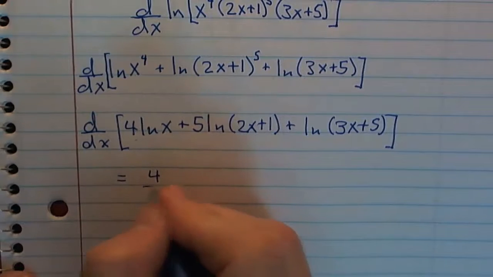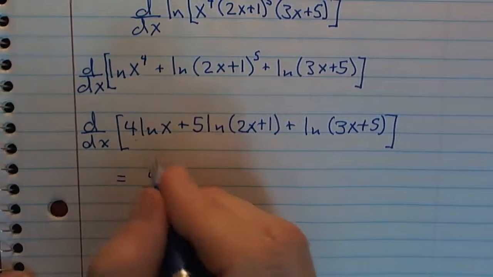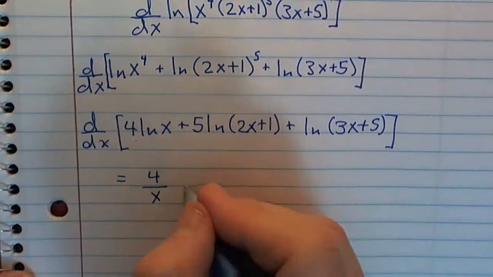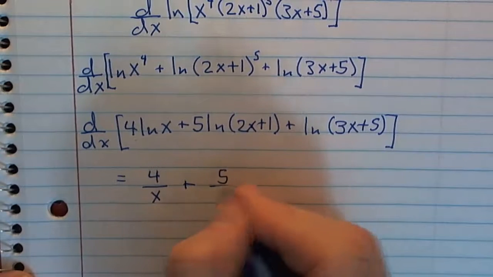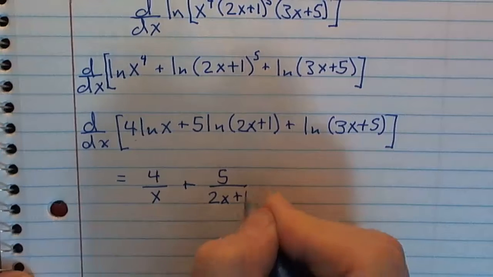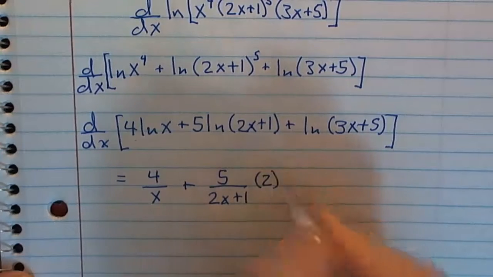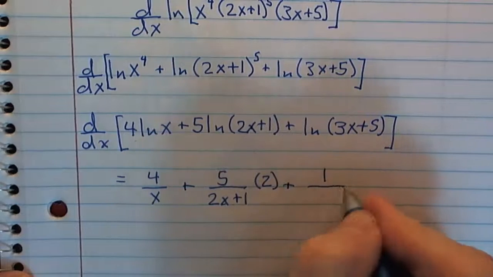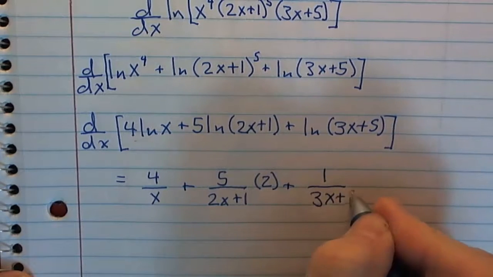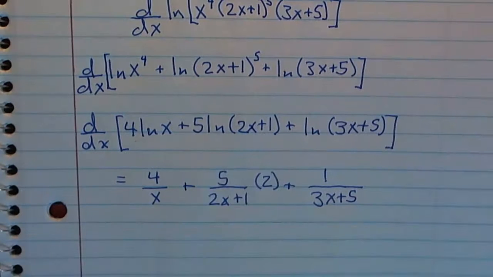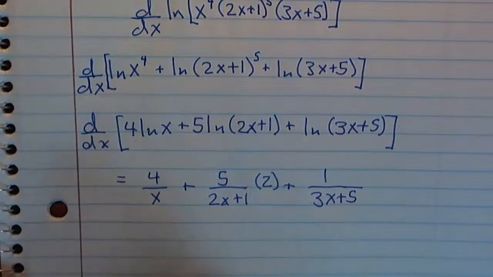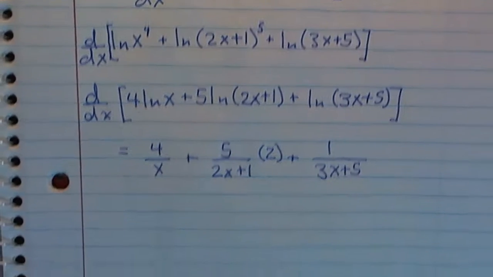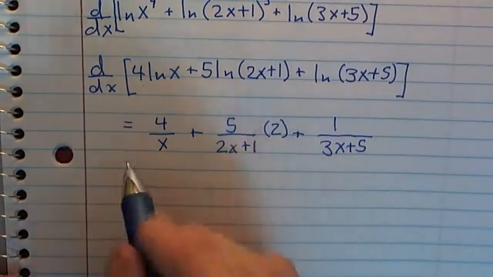This is 4 times 1 over x. Done. That one's done. Plus 5 over 2x plus 1. Don't forget the chain rule, times 2. See, derivative of the inside. Plus 1 over 3x plus 5. Now, if we wanted to, from this point right here, we could go ahead and combine everything, you know, get a common denominator and build it up.